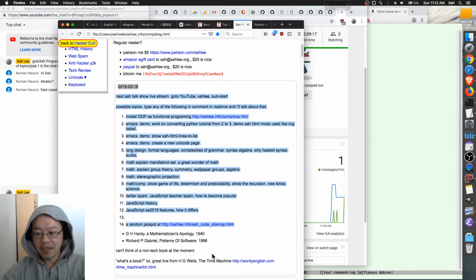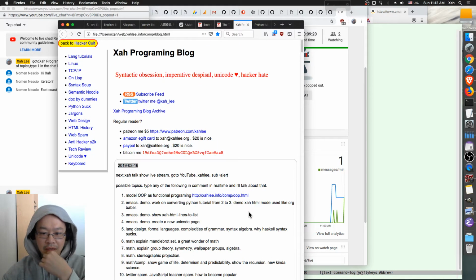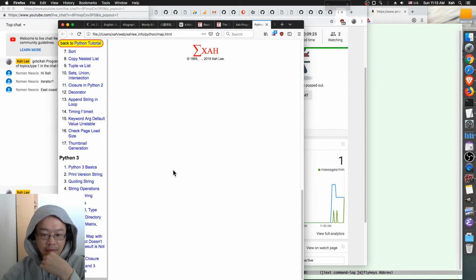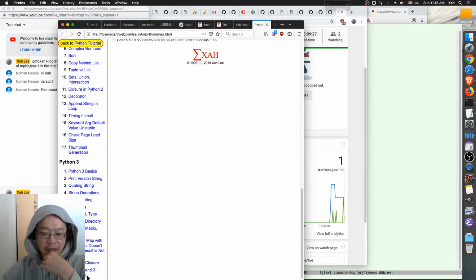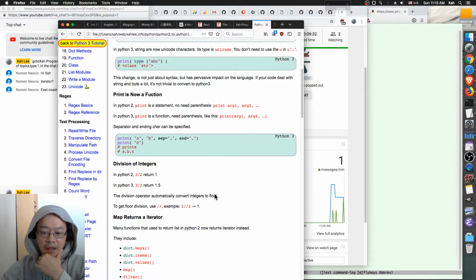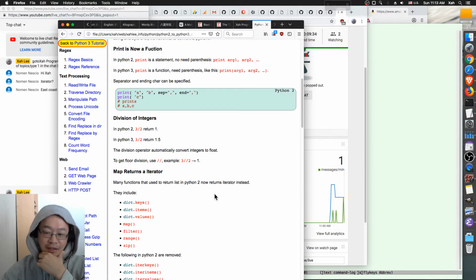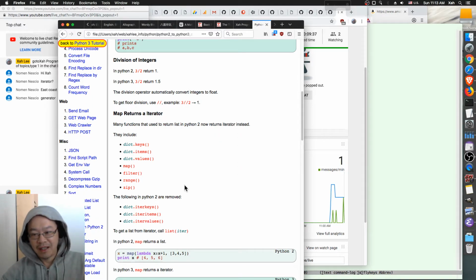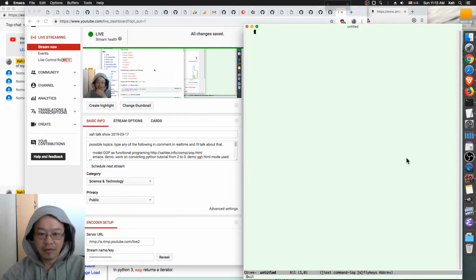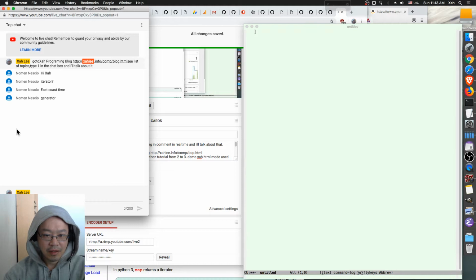No, it's not iterators. They call it, let's see, I'll find it. So Python 2 and Python 3 differences. Map returns, oh, you are right. Iterators. Okay. Yeah, iterators, you are right. So generator. Yeah, generator.